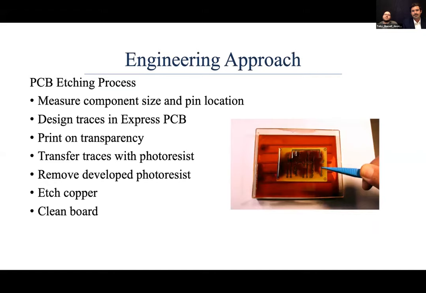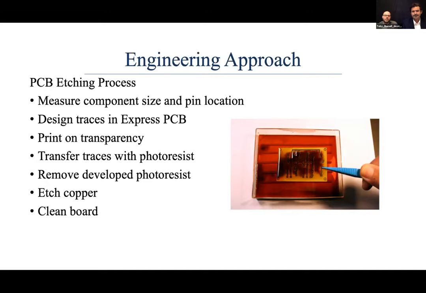Because we worked with such high voltages, I felt it was necessary to etch our own custom circuit boards. I'd like to quickly go through the process for etching circuit boards. First, you measure the component size and pin location. Next, you design or lay the traces out in Express PCB. After that, you print the layout on a transparency, and you have to be sure that no light passes through the traces. I typically had to stack three or four transparencies on top of each other and then continue with the process. Next, you transfer the design to a positive pre-sensitized copper clad board with photolithography. This is a complicated process that I'm not going to go into.